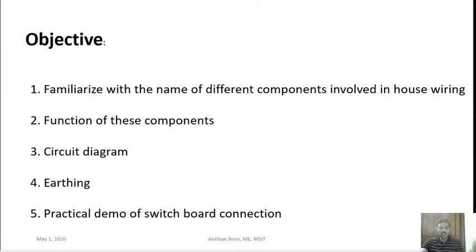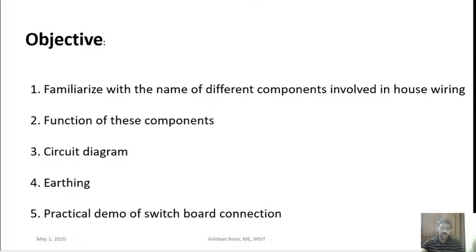So what are the objectives? We'll first familiarize ourselves with the names of different components involved in house wiring, okay, and definitely what their functions are. Then we'll see how the wiring is done, how these components are connected, okay. This is the circuit diagram. Most of the things are at a remembering level, but some of the things that I will specifically mention when we describe them are conceptual, okay.